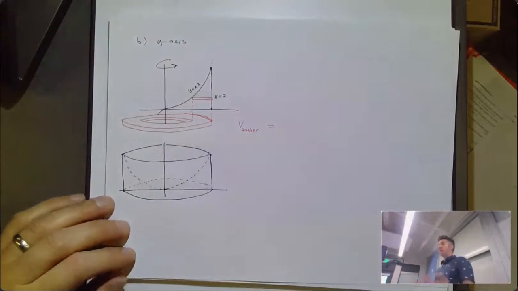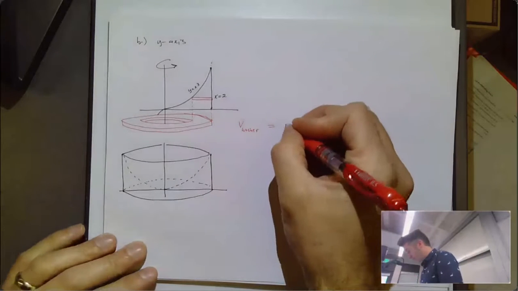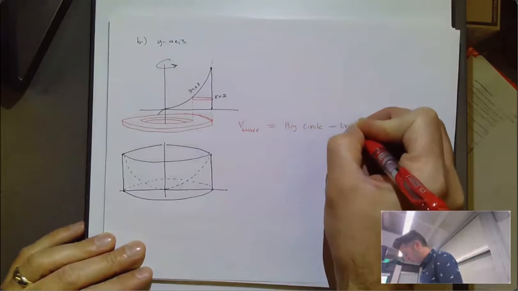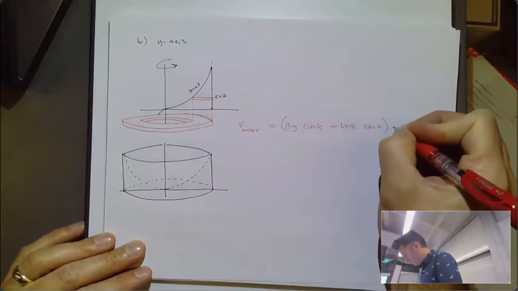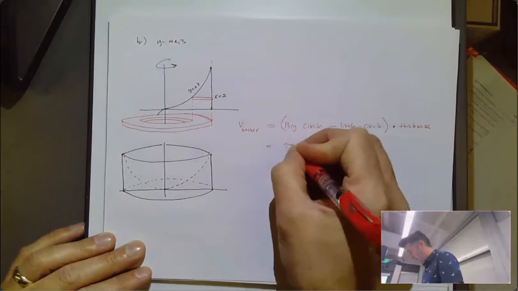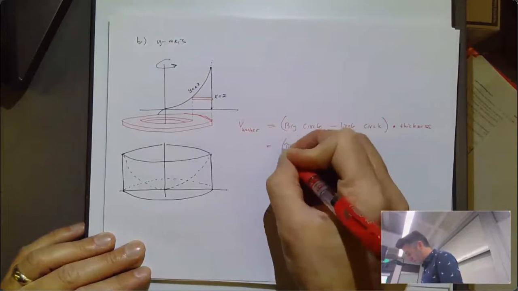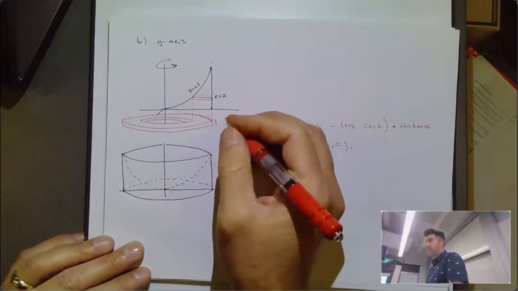It's very similar to the disk in that you've got circles with thickness, except now it's a big circle minus a little circle, times the thickness. So the volume of the washer is the big circle area minus the little circle area, times the thickness. In other words, it's pi times whatever the larger radius is squared, minus pi times whatever the smaller radius is squared, all times the thickness.